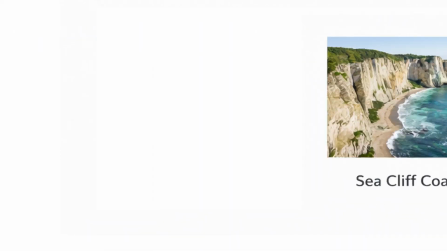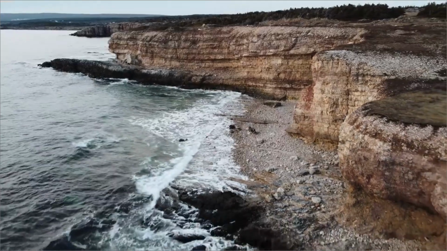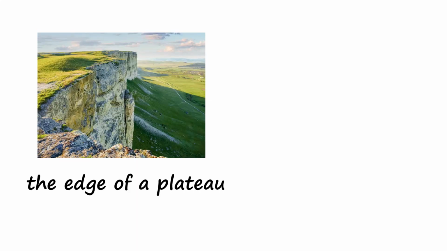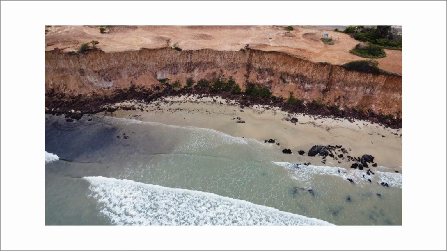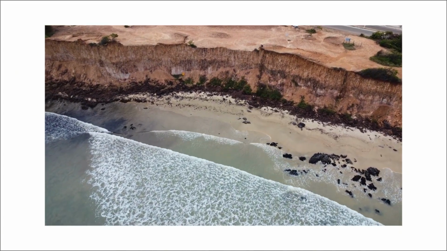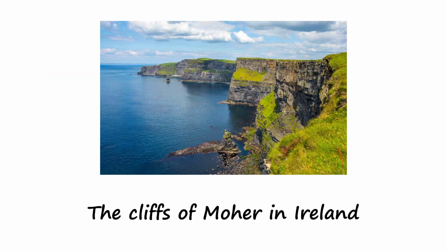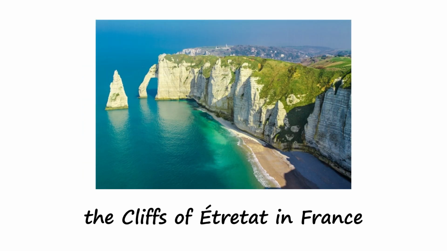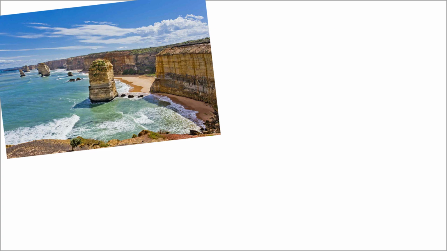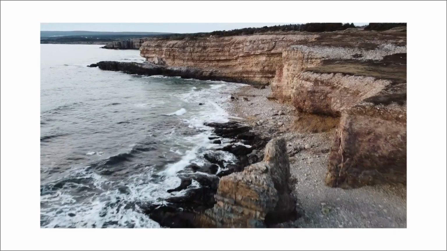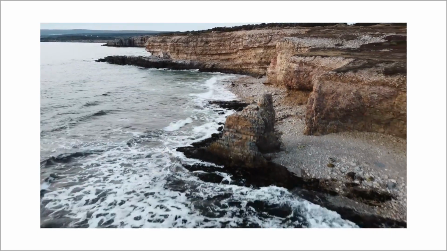Sea cliff coastline. Distinct from general rocky coastlines, sea cliffs form where the edge of a plateau, a highland, or a raised landmass meets the sea and the base is actively eroded by waves. The Cliffs of Moher in Ireland, the White Cliffs of Dover in England, the cliffs of Étretat in France. These are places where rock layers that were once far inland now stand exposed at the edge of the ocean.